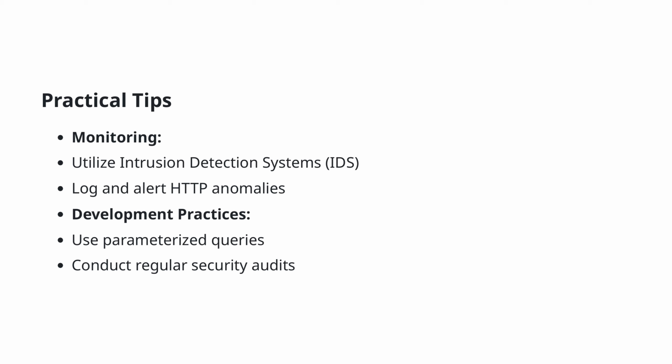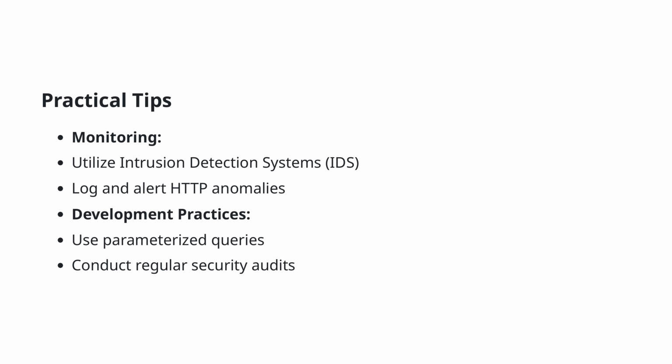In this slide, we'll cover some practical tips to strengthen your security posture. First, let's talk about monitoring. Implementing intrusion detection systems, or IDS, is an effective way to keep an eye on network activities. These systems help identify unusual behaviors and can alert you to potential threats. Additionally, it is important to monitor HTTP anomalies. Logging and setting alerts for these irregularities can be invaluable for early threat detection.